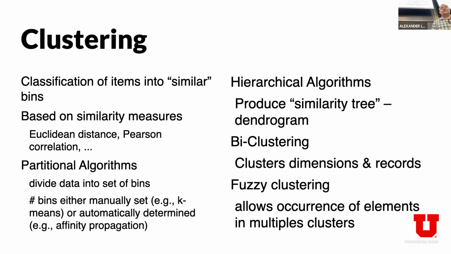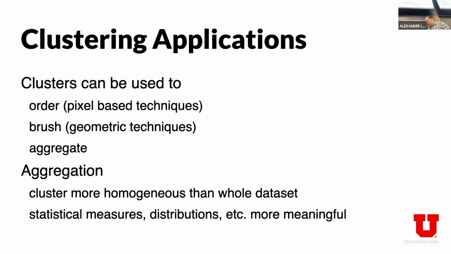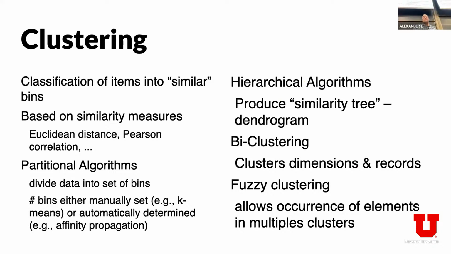So clustering is a classification of items into similar bins. It's based on some similarity measure, right? If I have an item and a numerical vector, I can calculate, for example, the similarity of 2 points by calculating a distance like the Euclidean distance, or the Pearson correlation of the 2 vectors or anything like that. And when you cluster, you use these similarity measures to group items into similar groups. And there are 4 classes of clustering algorithms. These are the partitional algorithms, hierarchical algorithms, bi-clustering, and fuzzy clustering algorithms.